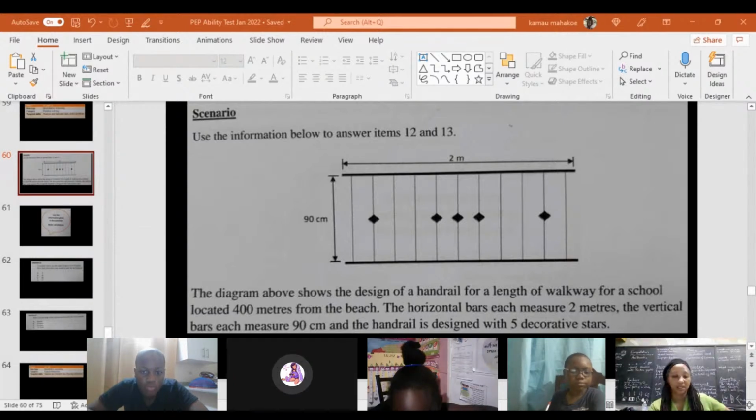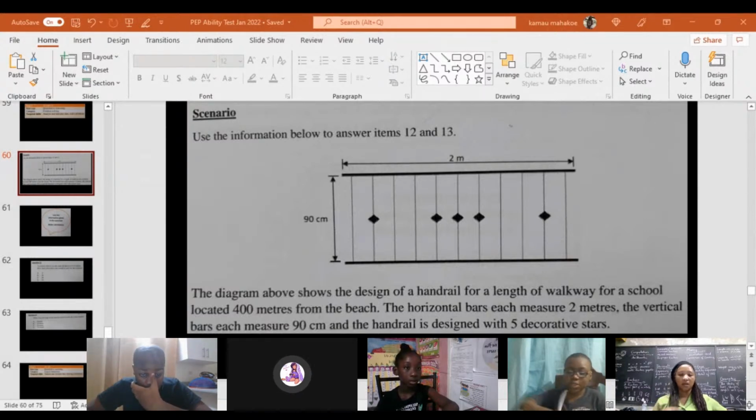Miss, I think I know. Go ahead, Legende. So Miss, I did 6 divided by 2, which is 3. And then I said, let's try multiplication now. What should I multiply 3 by? And I was like, oh, 3 times 5 equals 15, Miss.